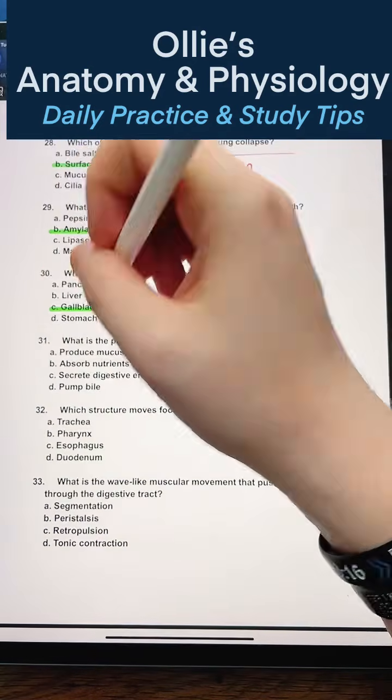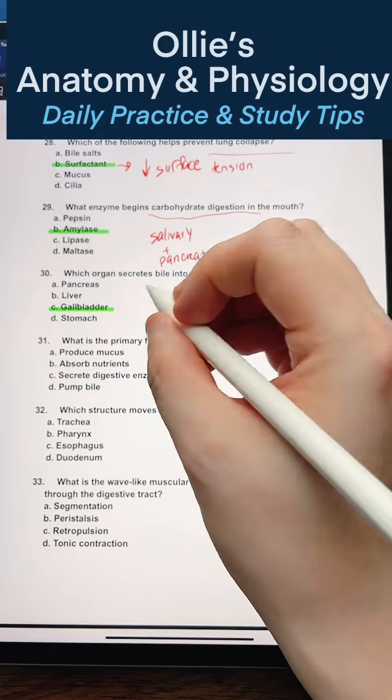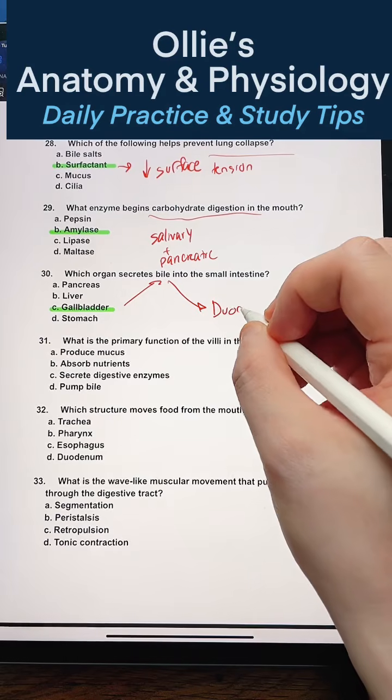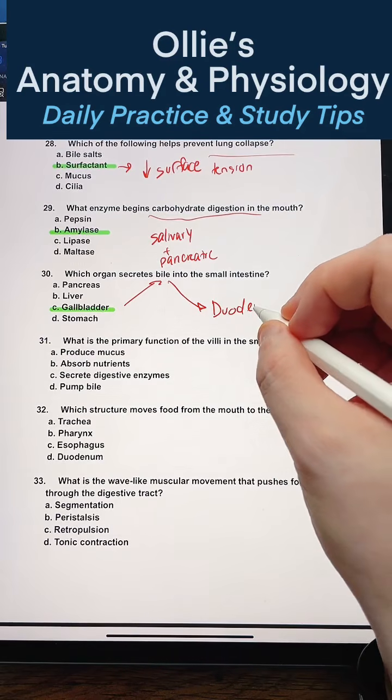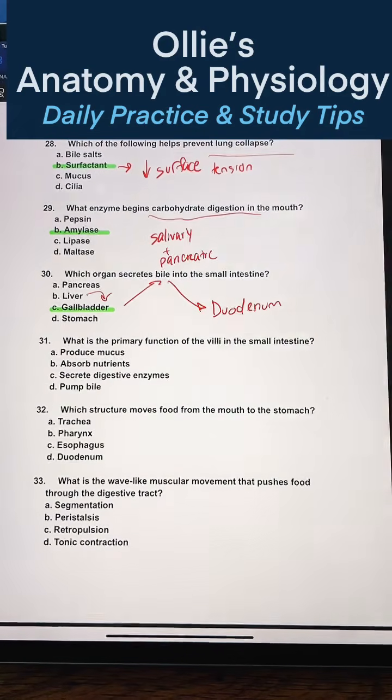You're absolutely correct. It is the gallbladder. The gallbladder is going to store and release bile into the duodenum. And then the liver is what's going to make it and send it to the gallbladder to get stored.